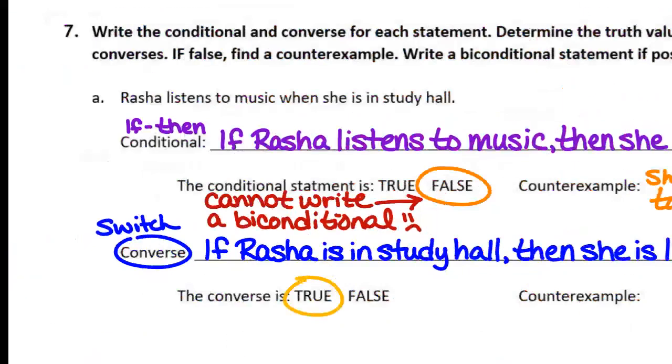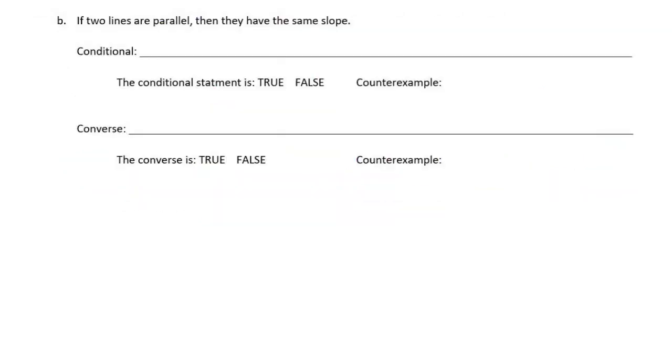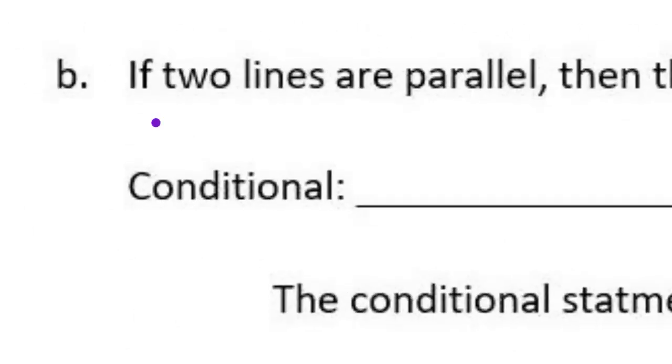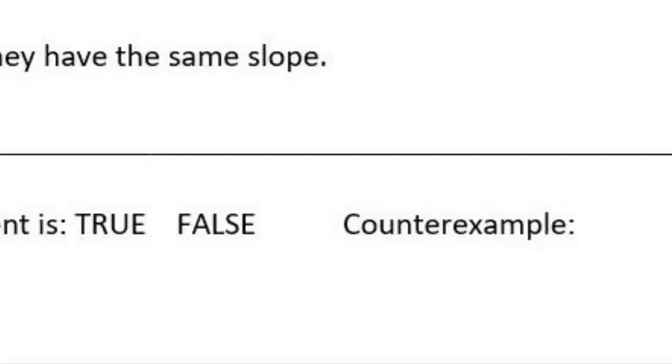They have to both be true if we're going to write a biconditional statement. Let's practice this again. So part B says if two lines are parallel, then they have the same slope. They wrote our original if-then for us, so we are just going to recopy this sentence here on this top line.